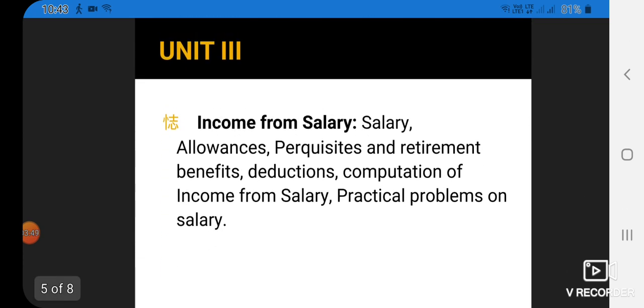Coming to third unit, the name is income from salary. This is a practical oriented unit. That means we are going to solve n number of problems on income from salary. That is, first we understand the concept of salary, then we understand what are allowances, perquisites, retirement benefits, deductions, computation of income from salary and practical problems on salary.